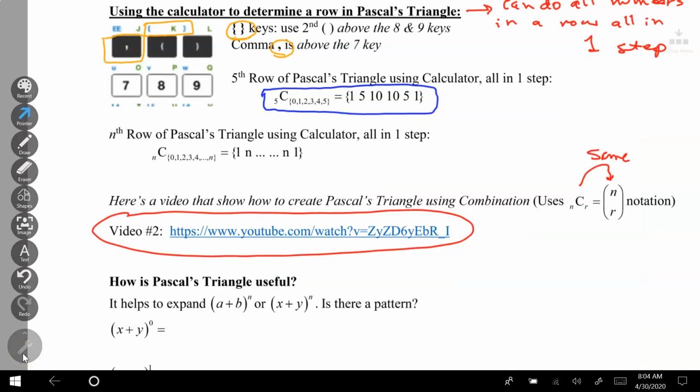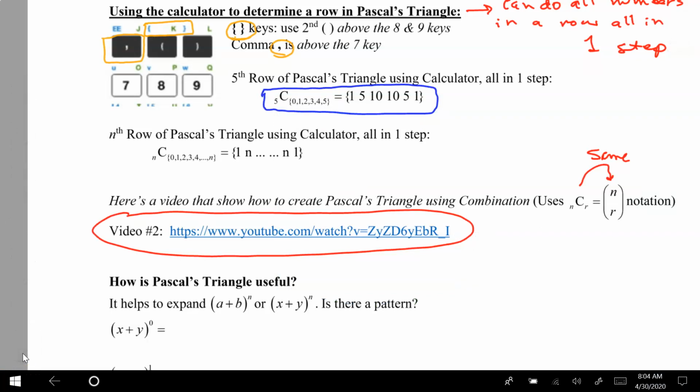Okay, here's another video to watch if you want. It's a little bit longer. It shows you how it uses the NCR key to calculate all Pascal's triangle and the relationship. It doesn't use that notation NCR. It uses this whole parentheses N over R notation. It means the same thing.